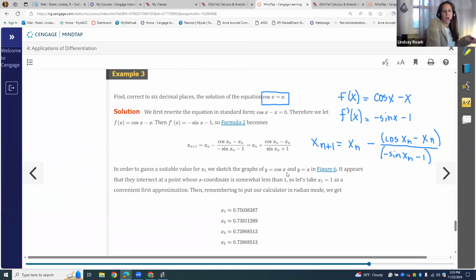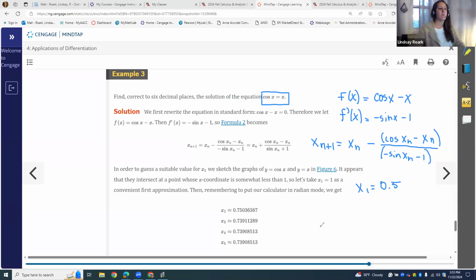The textbook picked 1, so we can do that. But I'll go ahead and pick a different one just to show you what it would look like. Sometimes if you pick a better initial guess, maybe we might converge faster, right? But you can sort of pick wherever you want. So they started at 1. Let's go ahead and start a different one just to see the little difference. I'm going to start at 0.5.